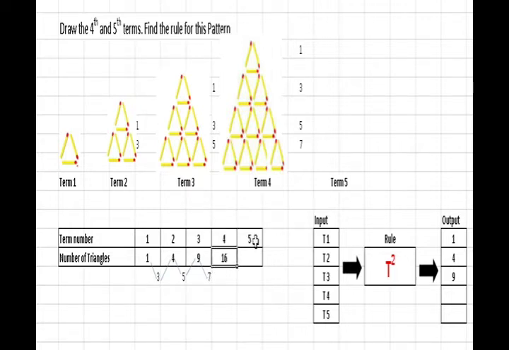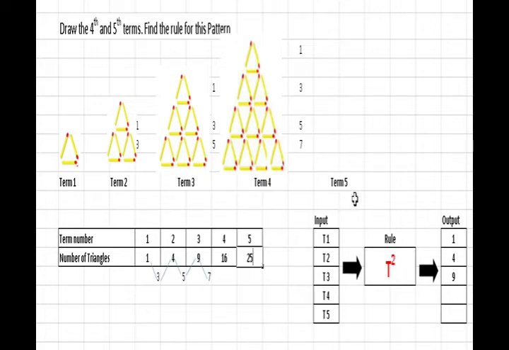Now there's a pattern to follow, and I can tell you how many triangles there should be in term 5 without actually drawing it first. I would use the same rule that I have used for the previous terms, which is the term number multiplied by itself. So 5 times 5 is 25. There you go. So I have figured out how many triangles in term 5 without drawing it first.